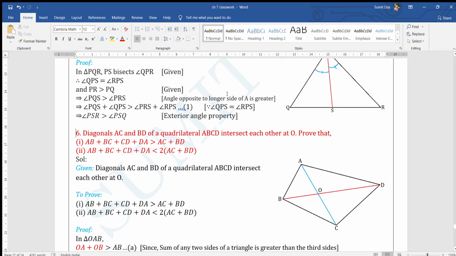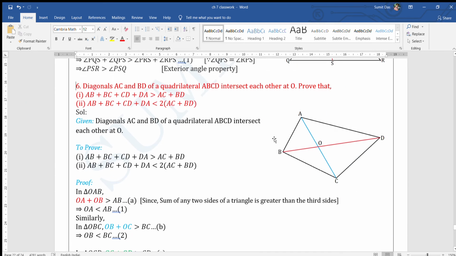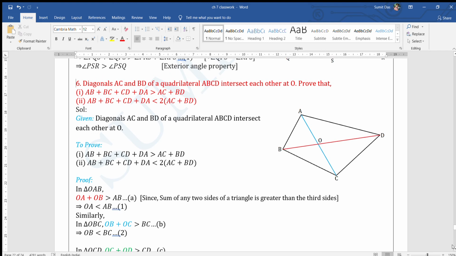Okay, then question number 6. Question number 6 is saying that this is also a very interesting problem, important also. Diagonals AC and BD of a quadrilateral ABCD intersect each other at O.